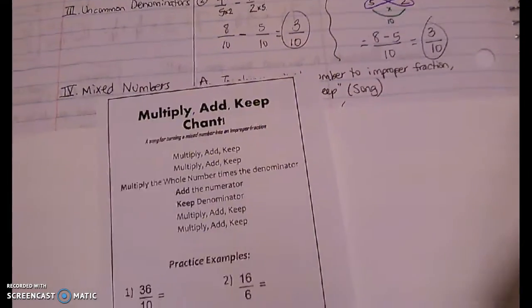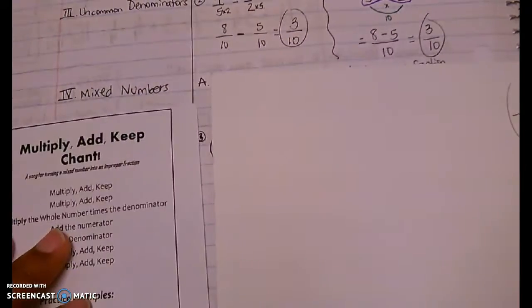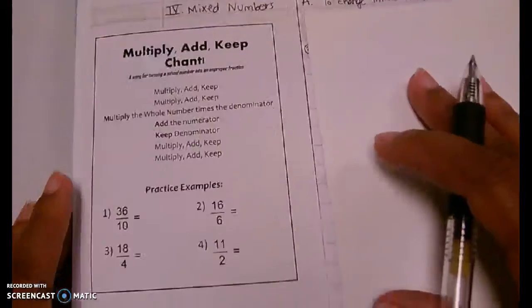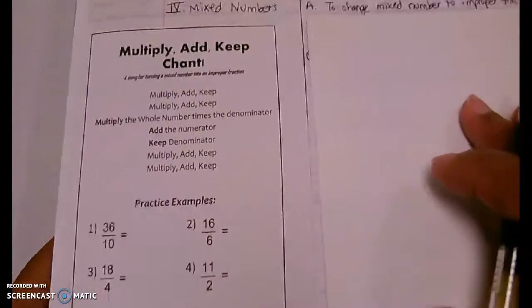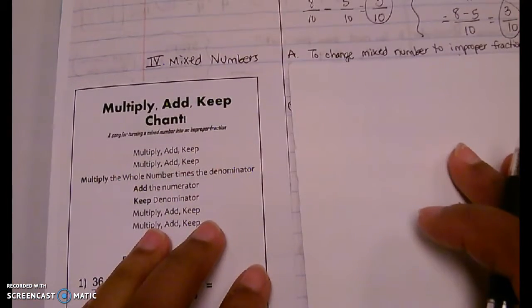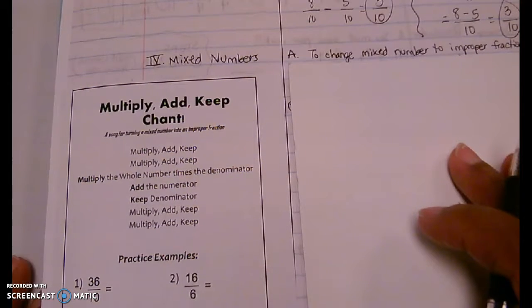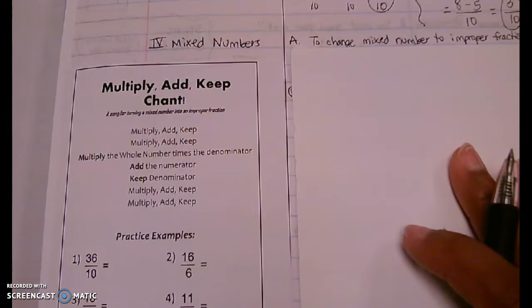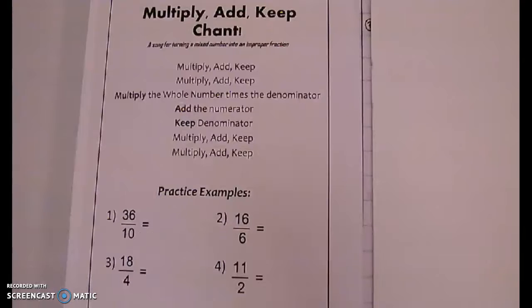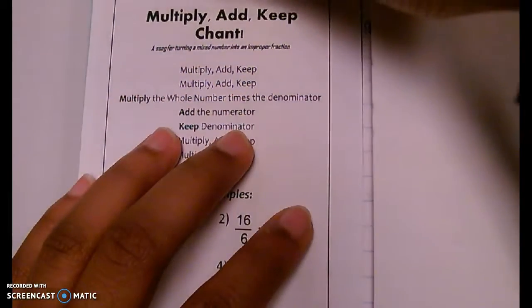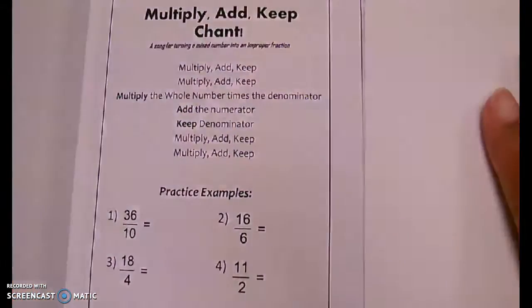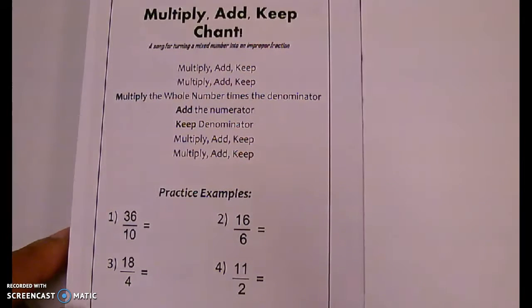Once you pick up your lyrics, you are going to tape your lyrics right underneath where you wrote your Roman numeral for mixed numbers, okay? It should fit there perfectly. So now let's teach you how to do the multiply, add, keep chant. Once you get this sheet, we're going to learn how to do the chant, and then you're going to actually tape this into your interactive notebook, okay? And I'm going to tape it now. So here's how it goes.